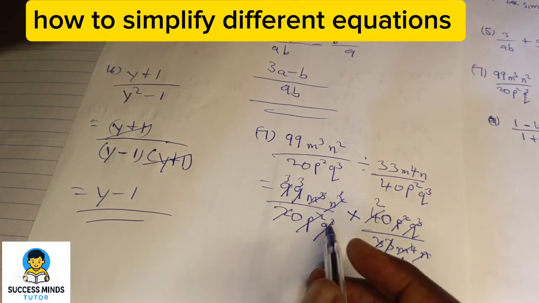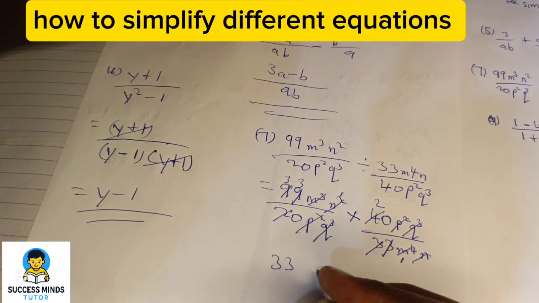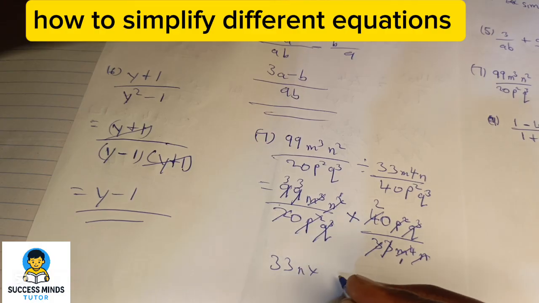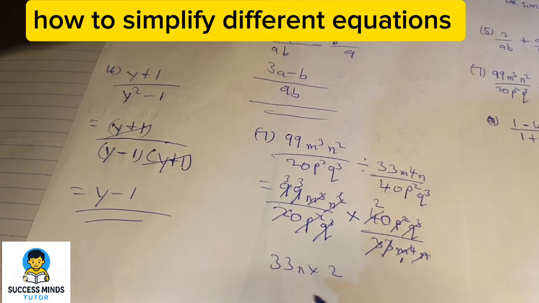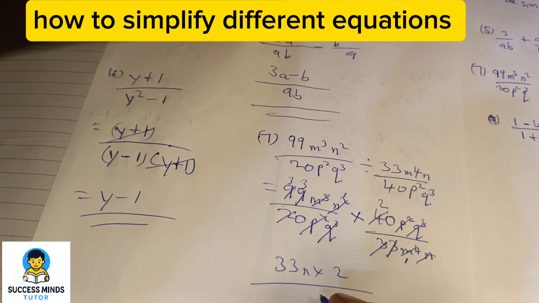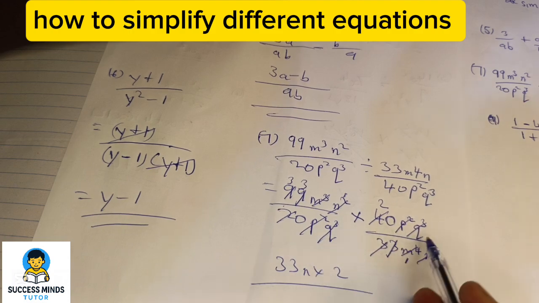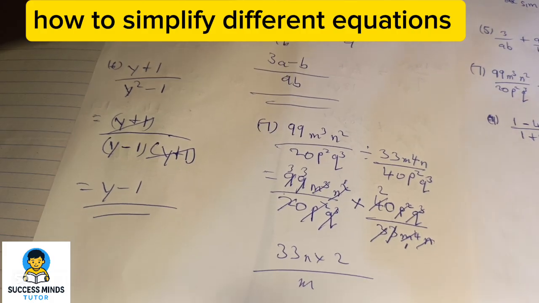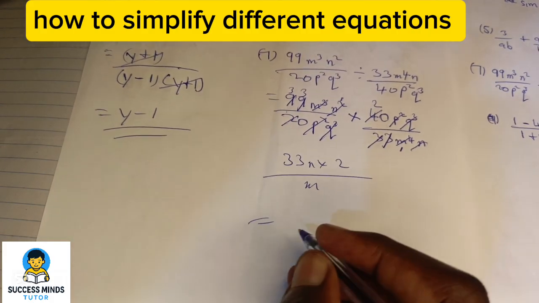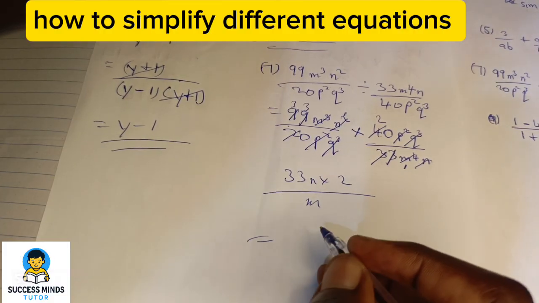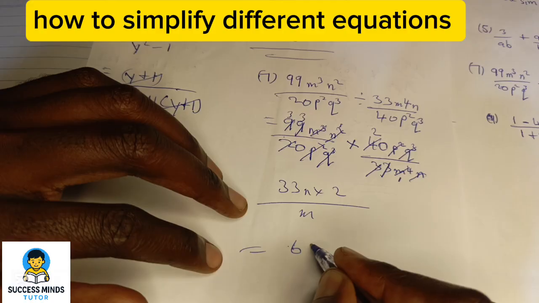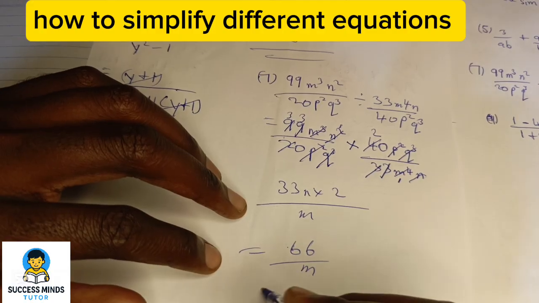So we are going to say the answer is 33 times 2 over here. What do we have? Here everything has gone, p has gone, q has gone. So we are only remaining with m. So our answer is 66 over m.